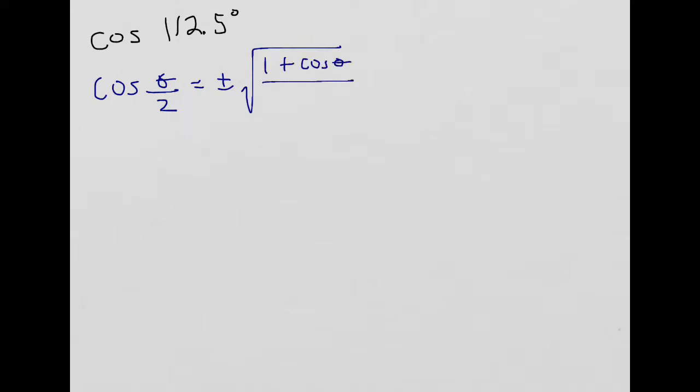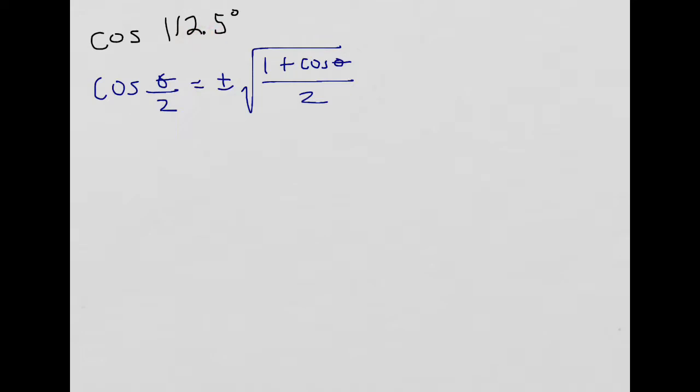And also because of this decimal value here, we probably don't want to use a double angle or sum and difference formula. So let's write that out. What is the half angle formula for cosine? The cosine of theta over 2 equals plus or minus the radical of 1 plus cosine of theta, all over 2. So we realize that, remember, we do not take half of 112.5.